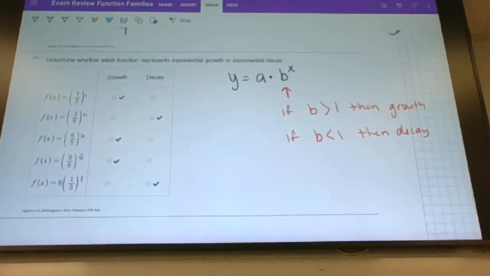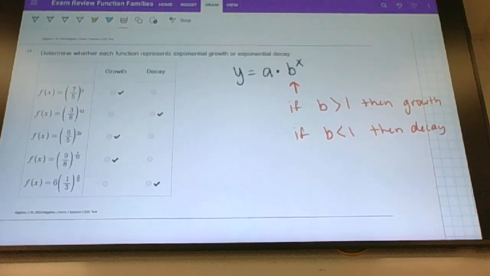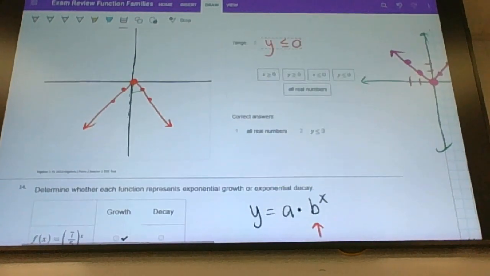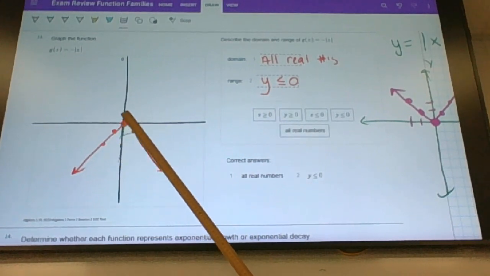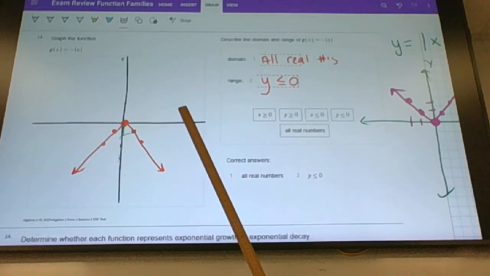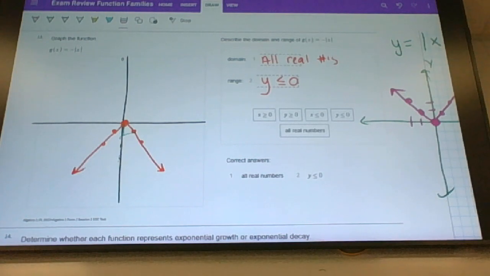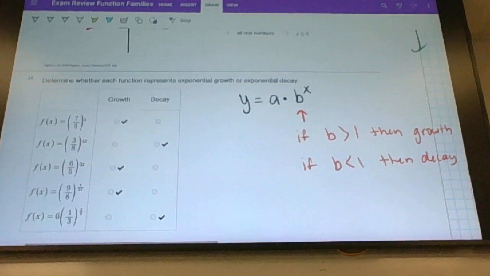Alright, exponential. Because it doesn't go above 0, right? So y is less than. Is there any case where it's not all real?